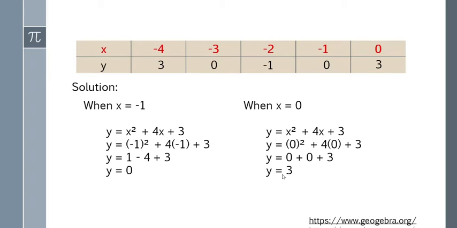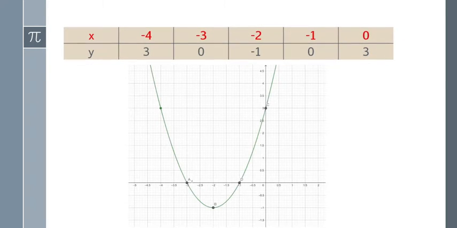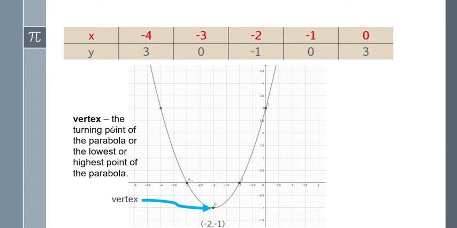So, na-plot na natin. So, ito na ang kanyang magiging graph. So, identify natin dito yung vertex. So, alin ba dito yung vertex? So, ito yung vertex. Ang tawag natin dito ay vertex. So, ano ba ang ibig sabihin ng vertex? Vertex is the turning point of the parabola or the lowest or the highest point of a parabola. So, ito yung pinaka-vertex natin. Ito yung vertex niya. So, coordinate na ito is -2 and -1.